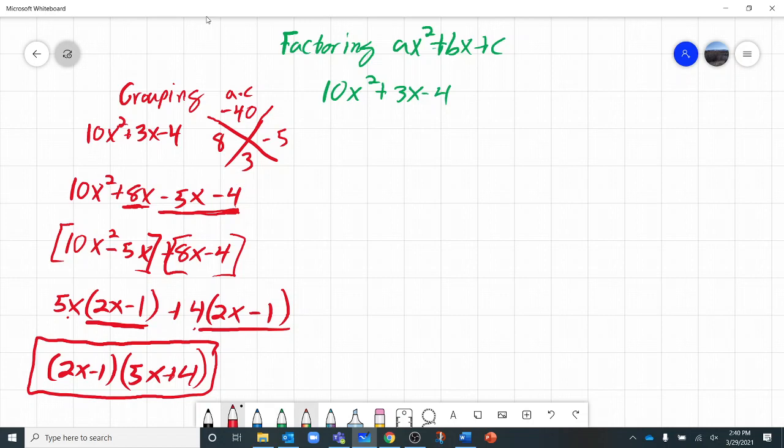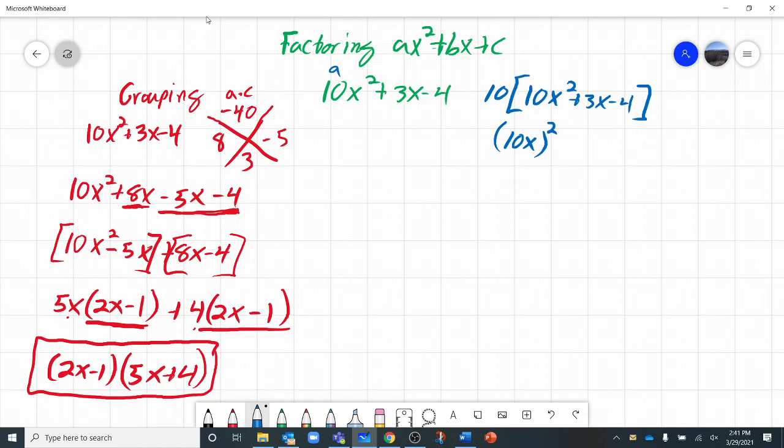Okay, that's by grouping. And now let's do it by substitution. Substitution is easy, but it does take more steps. So we're going to start again with 10x squared plus 3x minus 4. And we're going to multiply everything by our a value. Our a value is just the coefficient of our x squared term. So multiply everything by 10. 10 times 10x squared is 100x squared. But we're going to write 100x squared like this: just 10x in parentheses, everything is squared.